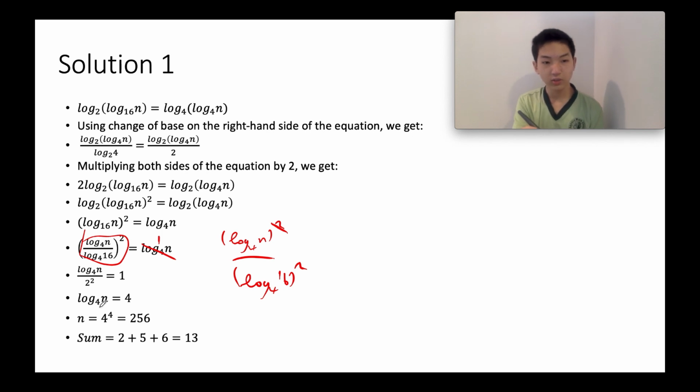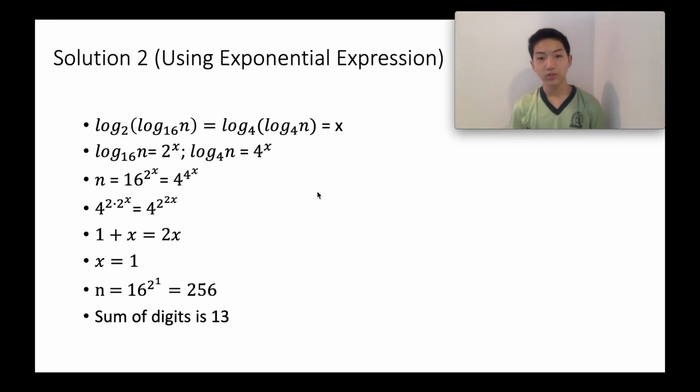So then we can just do the thing around. 4 to the 4th power is equal to n, which is what we have here, and n must be equal to 256. Well, the sum of the digits would be 2 plus 5 plus 6, which is equal to 13. Next, we have a solution using exponential expressions.